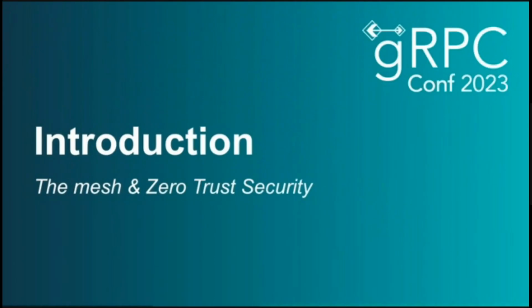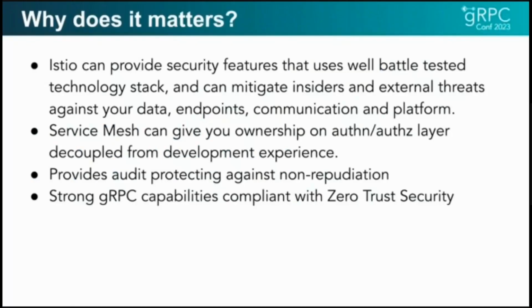So the introduction here, the mesh in zero trust. So why does it matter? Istio provides security features that are battle tested. It mitigates the internal and external threats that you have in your own platform, in your architecture or enterprise. Service mesh can give you an identity, authentication and authorization layer, and they are decoupled from the development experience when you are using this kind of architecture.